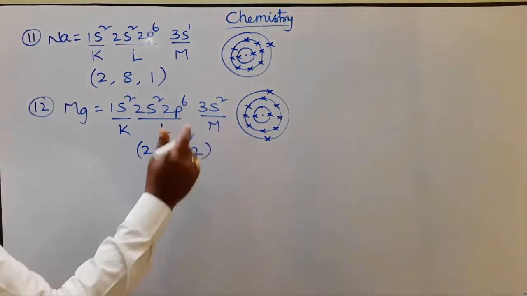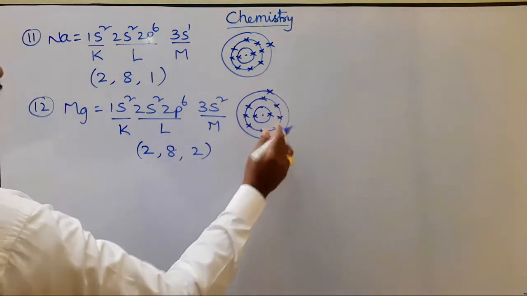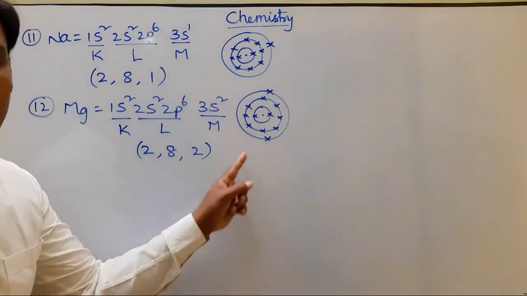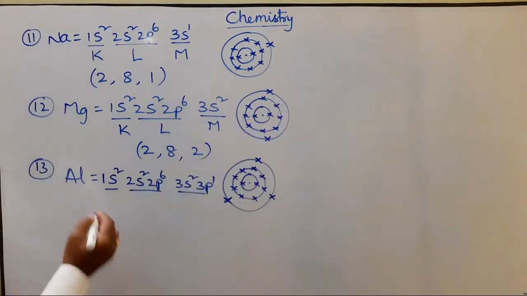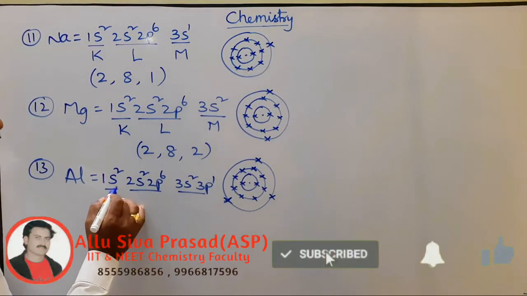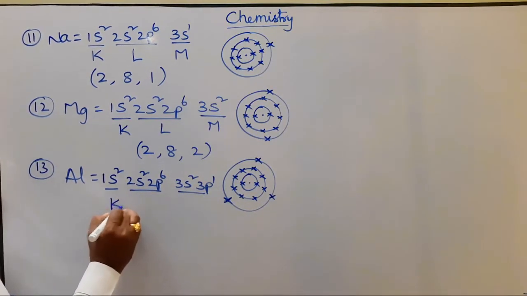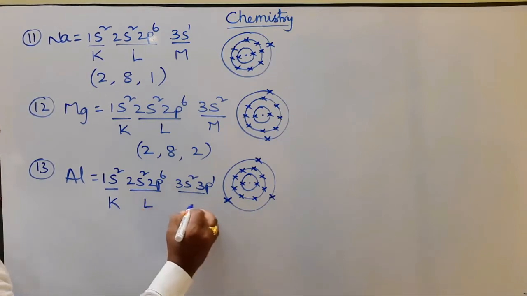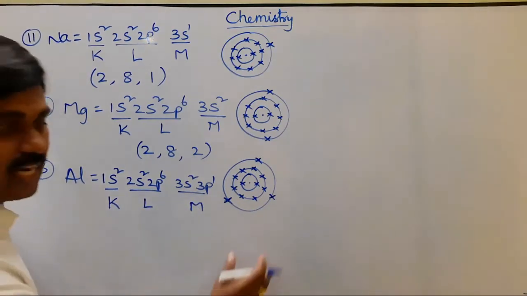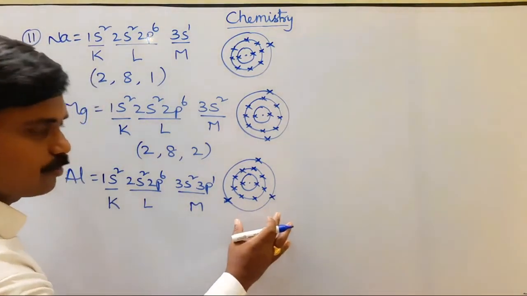That's why the valency of magnesium is 2. In the last shell, only 2 electrons are there. That is the valency of magnesium. The 13th element is aluminum. Its electronic configuration is 1s2, 2s2, 2p6, 3s2, 3p1. The K shell has 2 electrons, the L shell has 8 electrons and the M shell has 3 electrons. So this is the geometrical representation of aluminum.